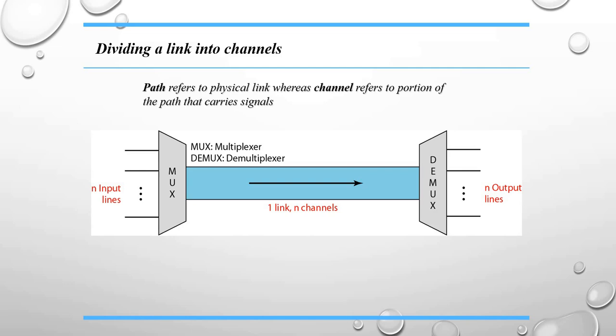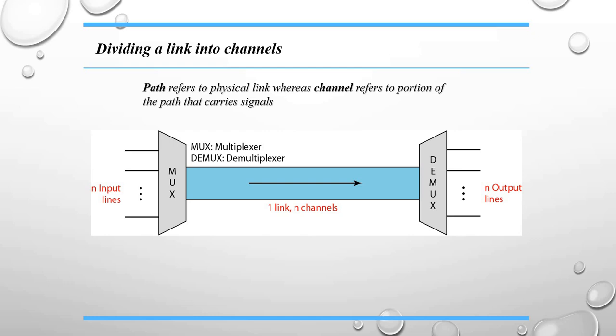So here is the structure of the multiplexing concept. On one side we have a multiplexer, and on the other side a demultiplexer. The multiplexer is used to combine the signals from the input lines, and on the opposite side the demultiplexer filters the combined signal into multiple signals, which are sent to the destination systems. So it is an analog process, or a combination of analog and digital processes.